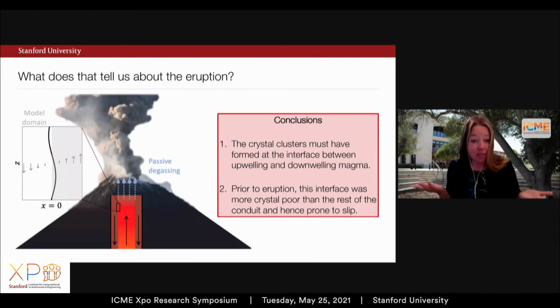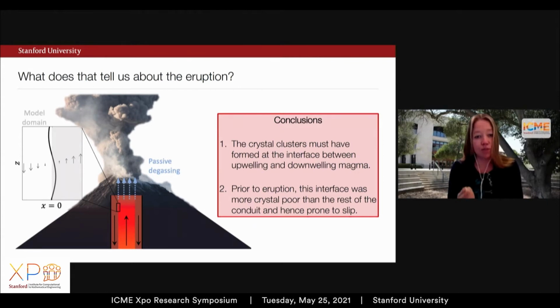So what does that tell us about an eruption? Hawaii erupts all the time, which means that in the conduit, as you see here, you must have some magma going up, and on the sides, you have some magma going down. That creates an interface with a wave on it. The crystals that we see must have formed at that interface. And we know that that interface had a wave that was propagating downwards at a certain speed, and we know it had a crystallinity of less than 5%. What does that mean? It means that likely what triggered the eruption was slip along that interface.